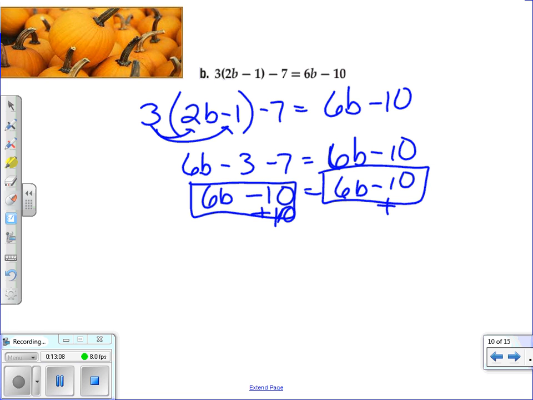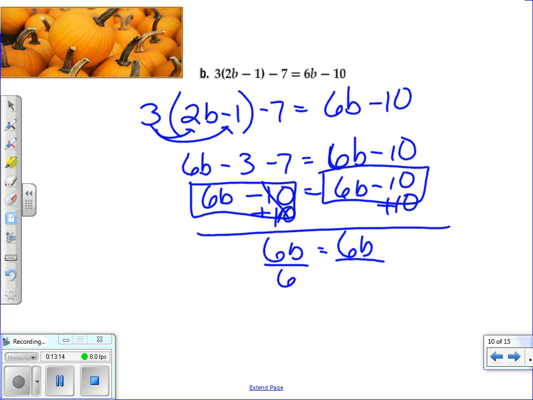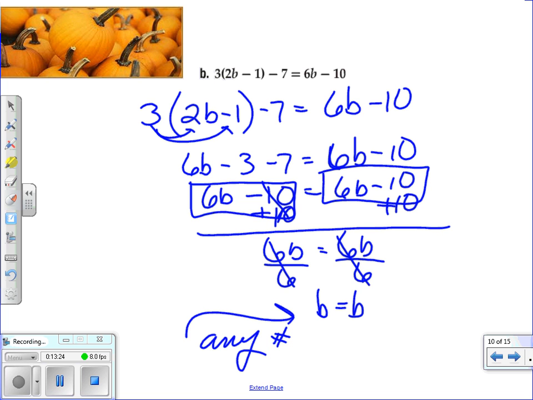Watch, I'll run this one out. Right, we get 6b equals 6b, divide by 6, divide by 6. You can see that b equals b. Therefore, any number would work. If I put 5 in here and the 5 would go over there, both statements would always be true. So any number I put in, if I put in a 10, it would work. If I put in a 5,000, it would work. So that's an identity.